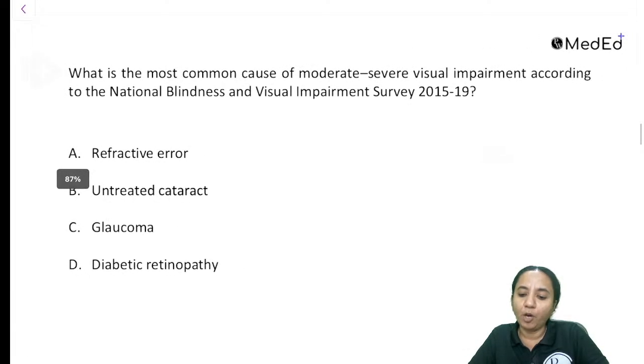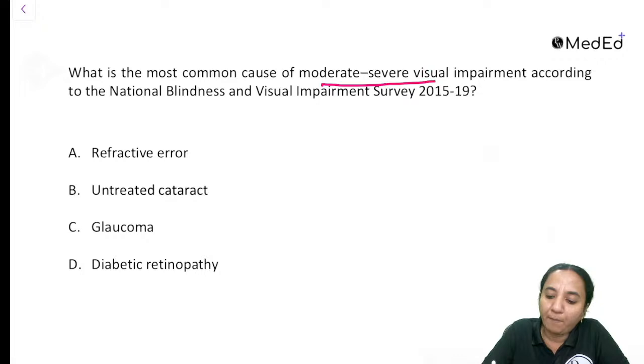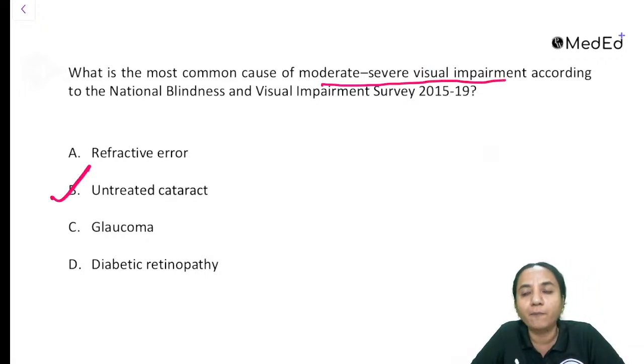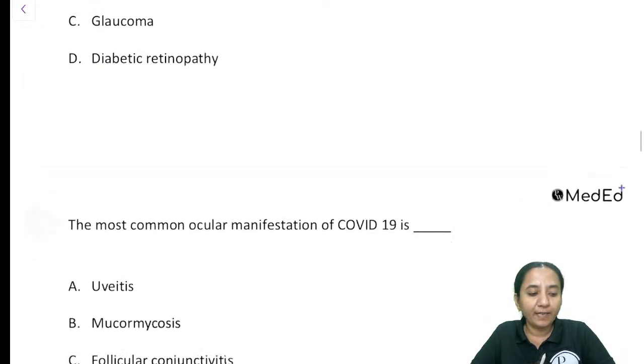What is the most common cause of moderate to severe visual impairment according to the National Blindness and Visual Impairment Survey? Now, see, moderate to severe visual impairment in India is most commonly because of cataract. So, the most common cause of blindness in India is cataract. The most common cause of low vision in India is refractive error. Right? Let's go to the next question.